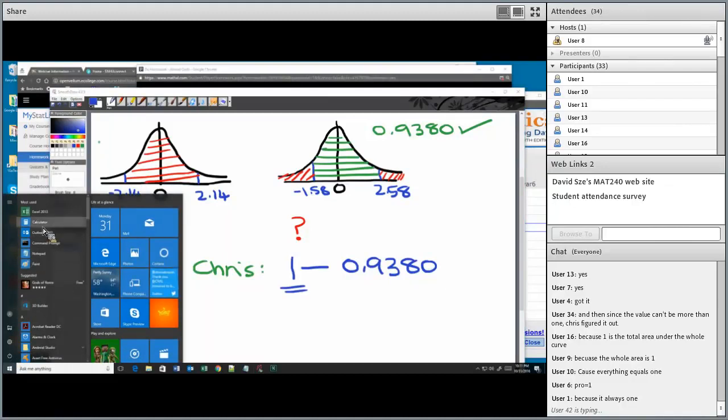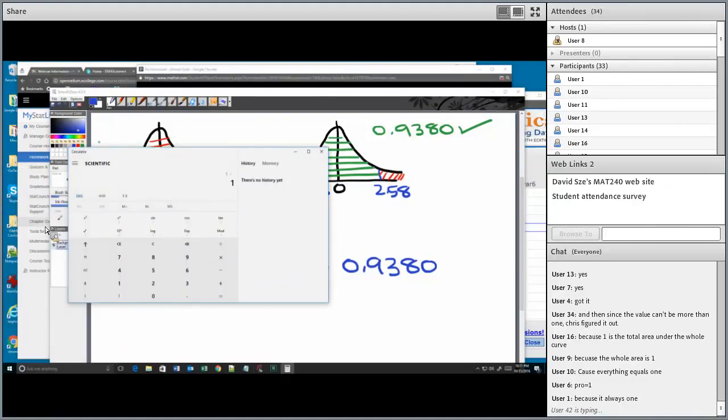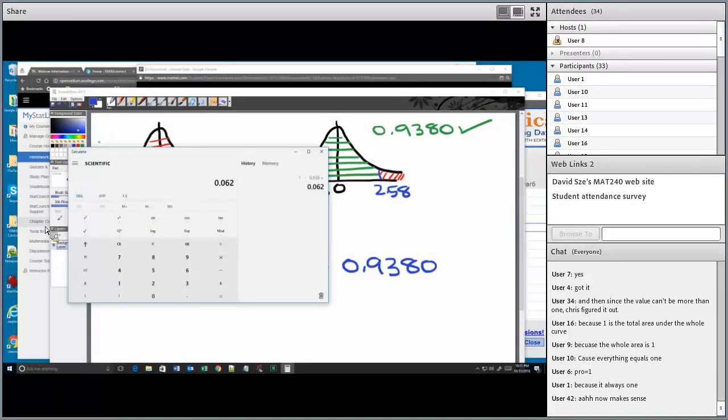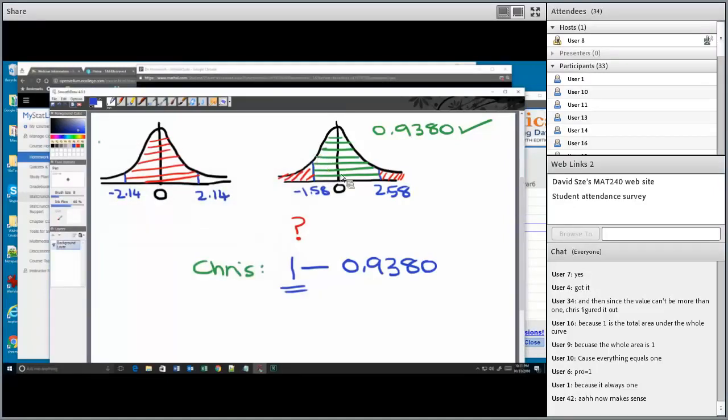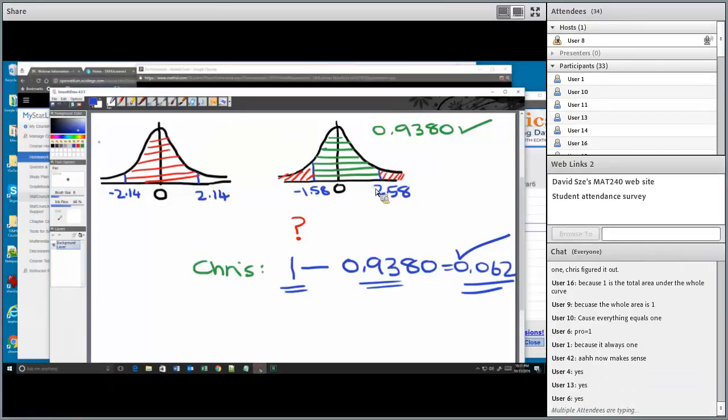I can easily find that in the calculator and I get 0.062. This is the area on these edge regions, the sum of the two areas on the edges. Does that make sense? Everything must equal 1. Got that right.